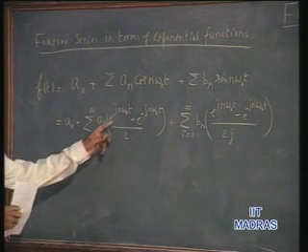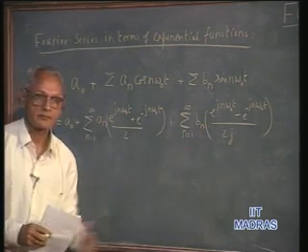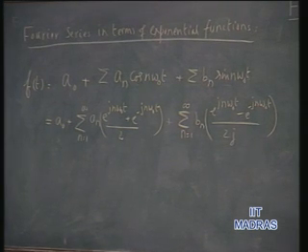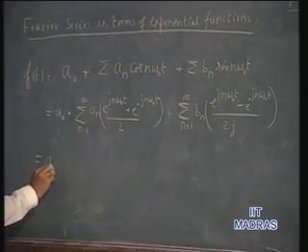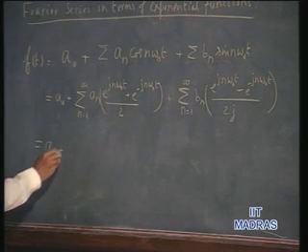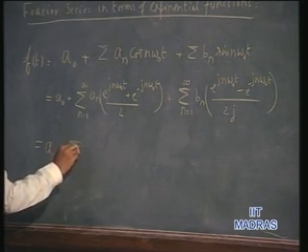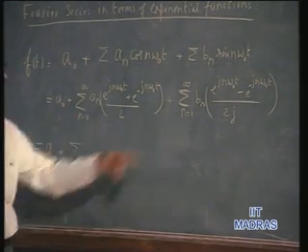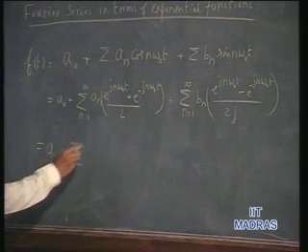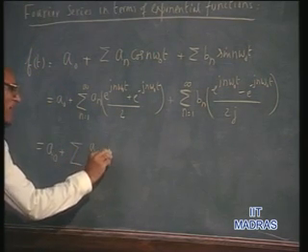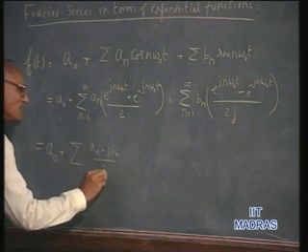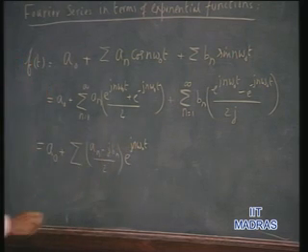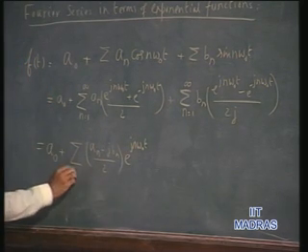Now we have e to the power of jn omega naught t terms here as well as here. So let us group them together so that we write this series in terms of exponential functions. So you have a naught plus, what is the coefficient of e to the power of jn omega naught t? An upon 2 plus bn upon 2j. So I can write this as an minus jbn upon 2. This is the coefficient of e to the power of jn omega naught t, n ranging from 1 to infinity.